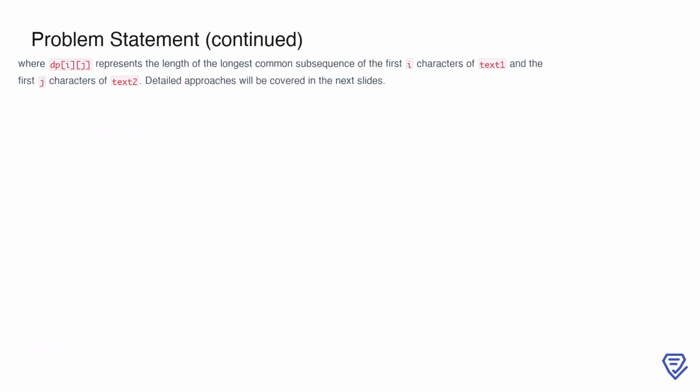To solve the problem efficiently, especially given the constraints of string lengths up to 1000, we use a dynamic programming approach. We define a 2D DP table where dp[i][j] represents the length of the longest common subsequence between the first i characters of text1 and the first j characters of text2. This table allows us to systematically build up the solution by considering all possible substrings of the input strings. In the upcoming slides, we will explore this approach in detail and see how to implement it step by step.